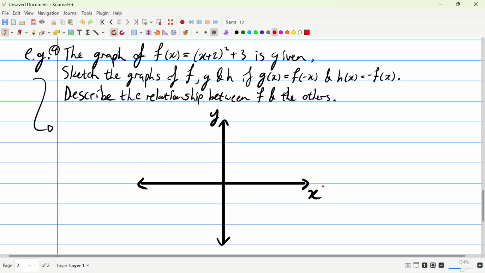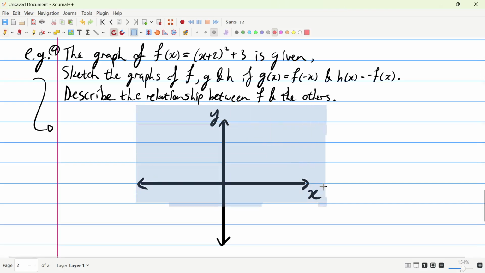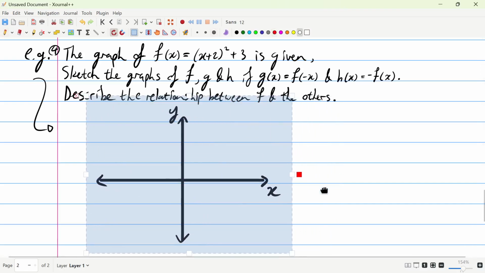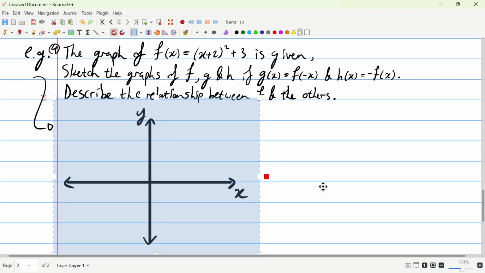So what is the turning point of this function? Because you kind of need the turning point over here. We know it's concave up for f, but we do need the turning point. So let me shift this graph a little bit to that side, so that we can obviously have space to write down things, okay?